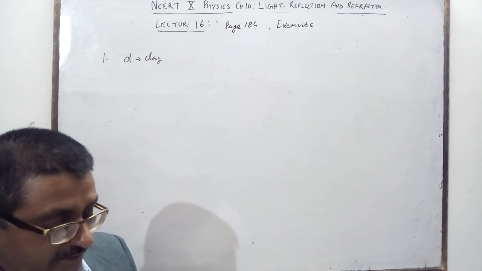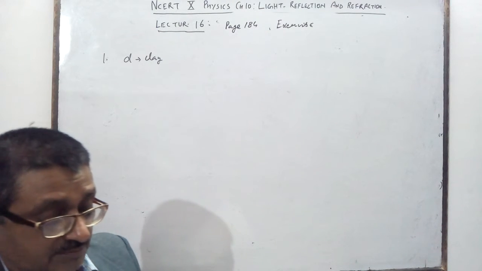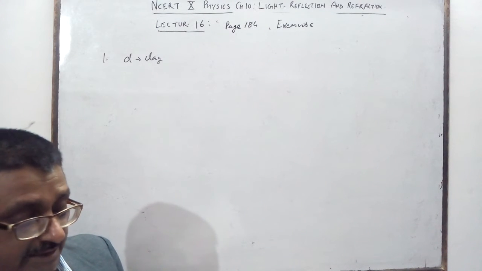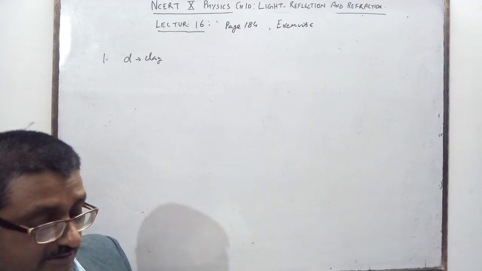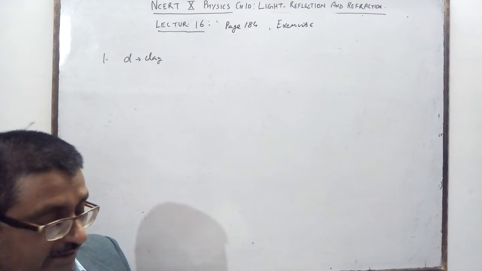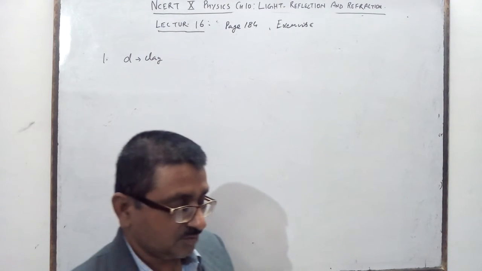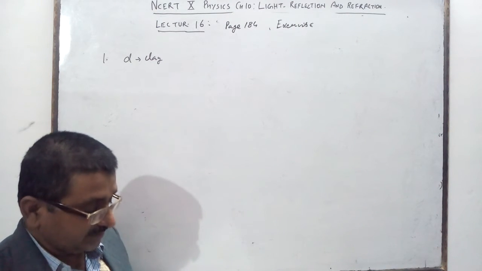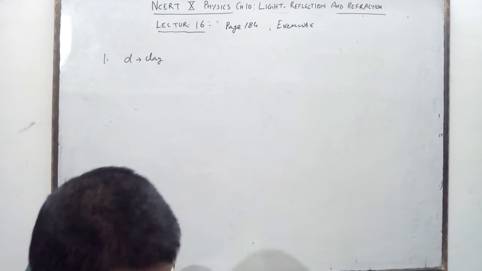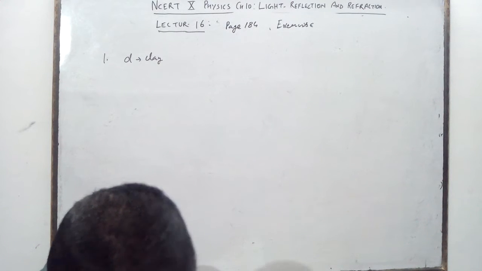Second question: the image formed by a concave mirror is observed to be virtual, erect and large. Where should be the position of the object? Four options are given here.